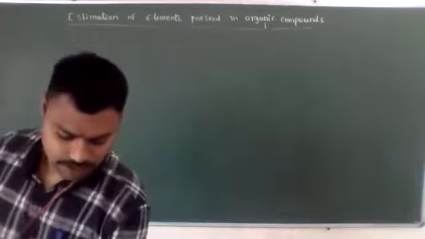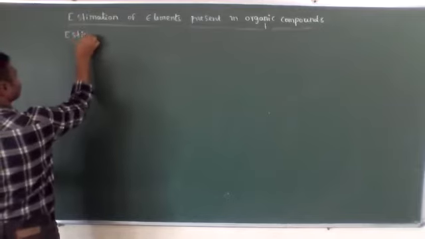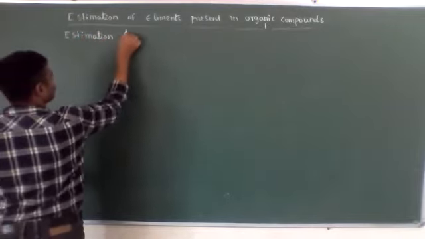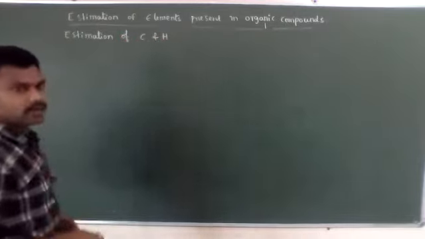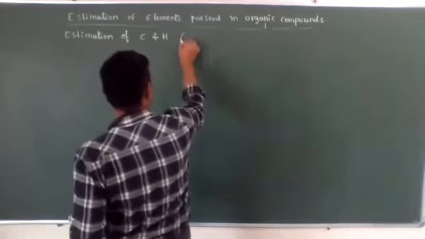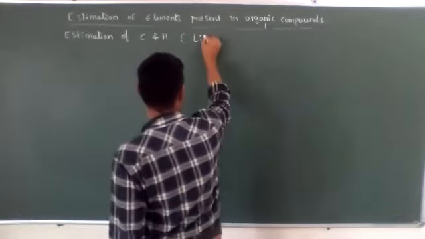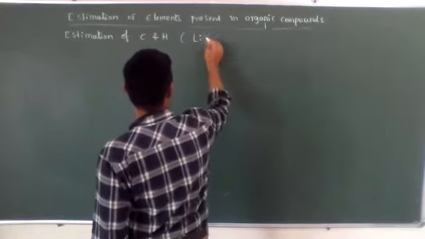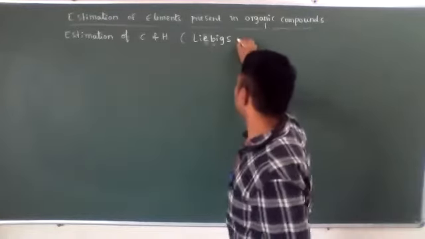The first one is estimation of carbon and hydrogen atoms. That estimation method is known as Liebig's method.